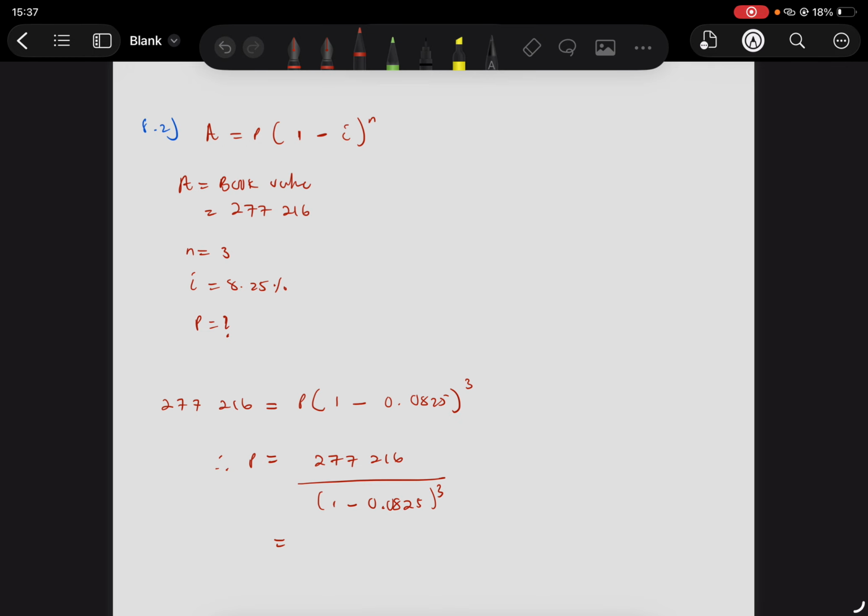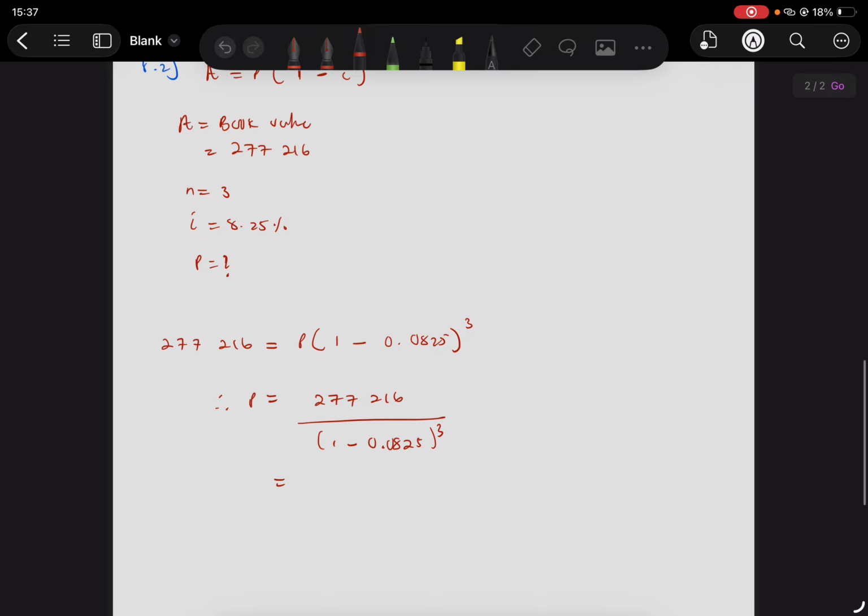This is equal to, punching this on my side, so this is 277,216 divided by 1 minus 0.0825, to the power of 3. This gives us 358,921.9958.